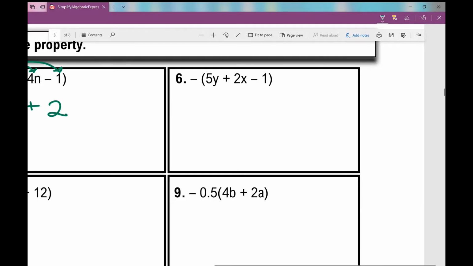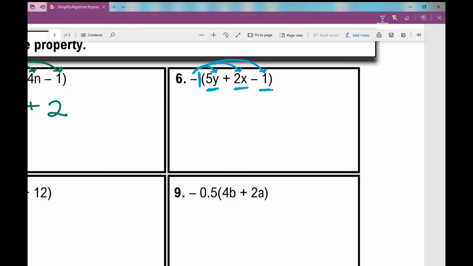So notice I have a negative sign in front of my parentheses, but I don't have a number there. Just like with our variable, if you don't have a number there, you can always put a 1. How many terms do I have inside my parentheses? 1, 2, 3. That means this negative 1, in order to remove those parentheses, I need to multiply it by 1, 2, 3 terms. So let's do that.